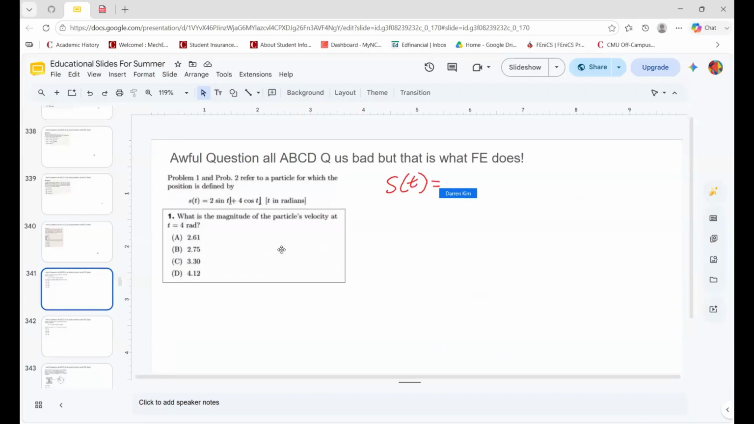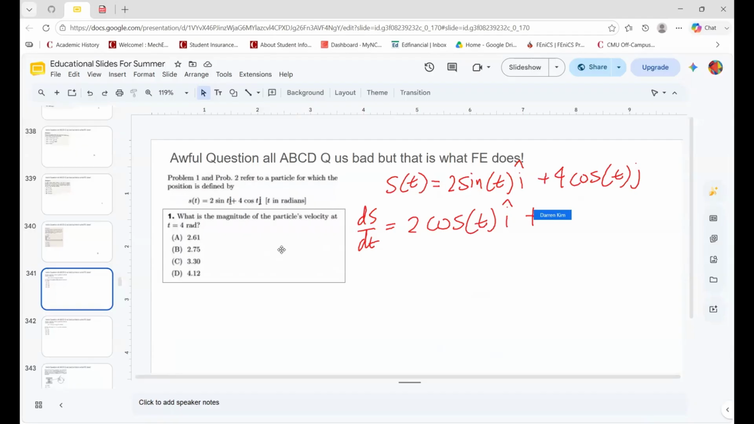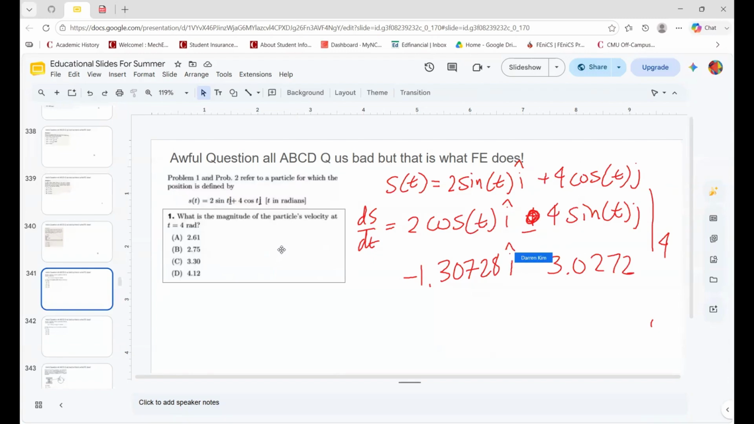s of t equals 2 sine t i plus 4 cosine t j. By the way, look at the description for all these questions. So the derivative is 2 cosine t i equal ds/dt, and then plus 4, which is minus sine of t, j, at t equal to 4 radians. So we can do 2 cosine 4 parentheses, equal to negative 1.307, and then minus 4 sine 4 parentheses, which is 3.072, i and j.